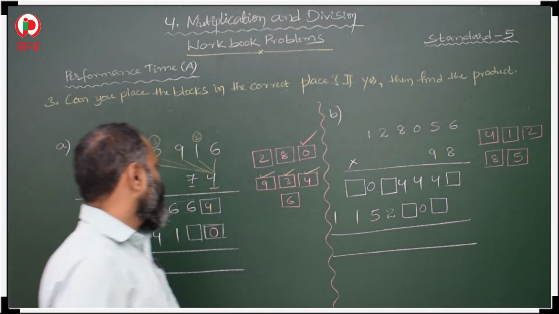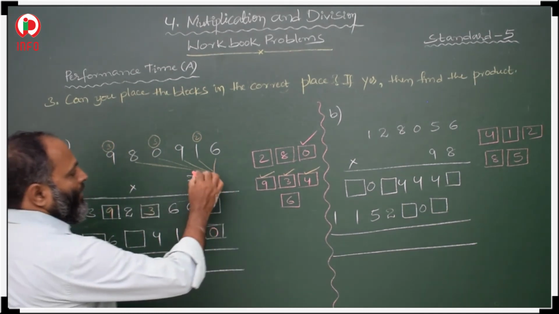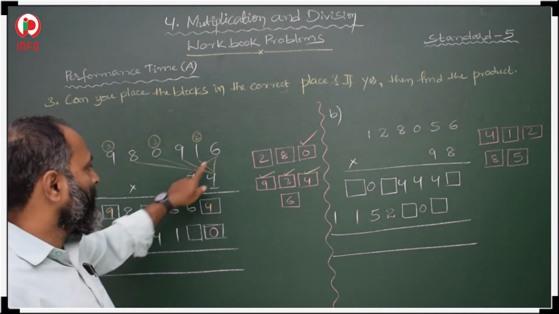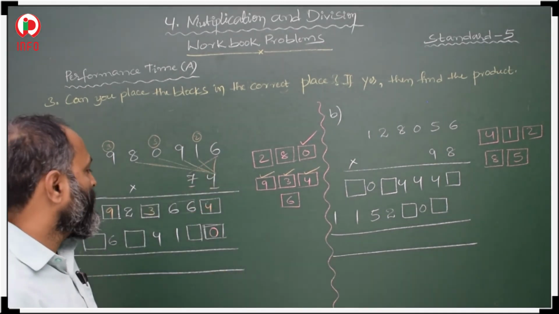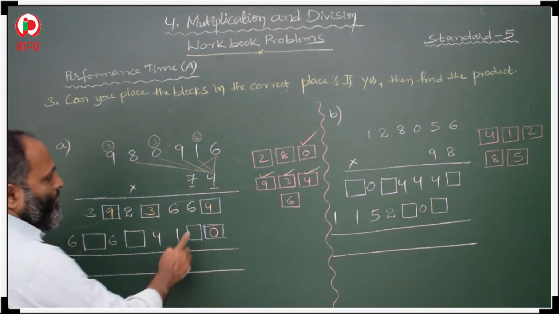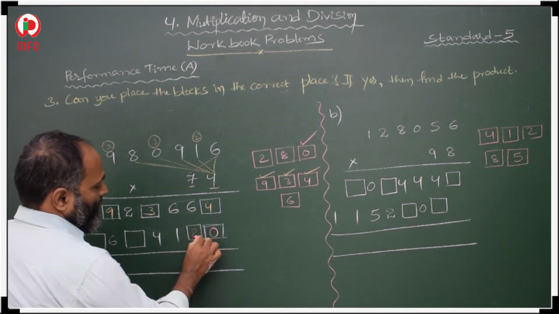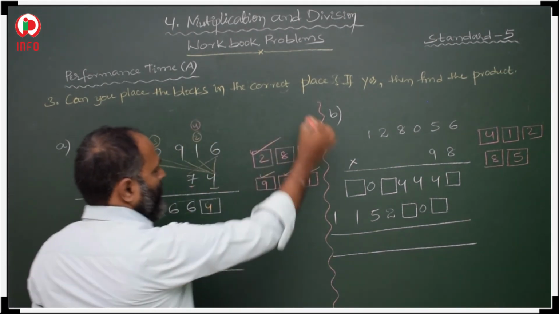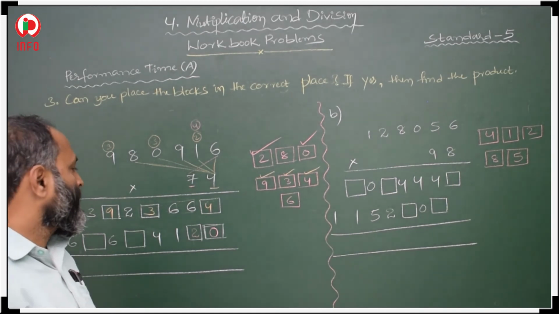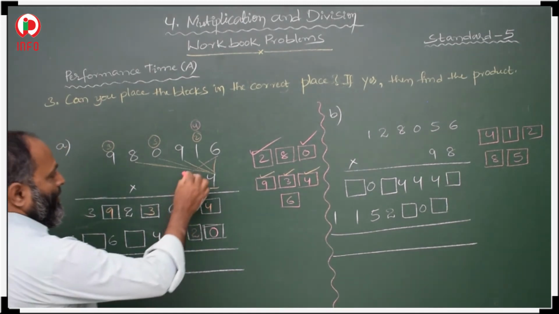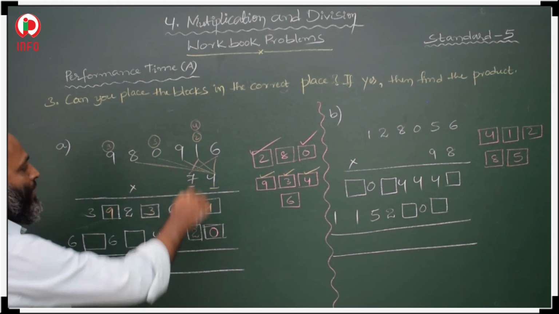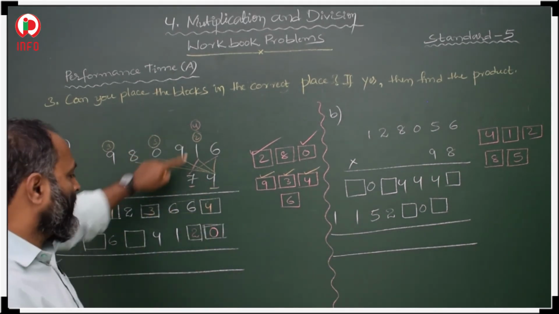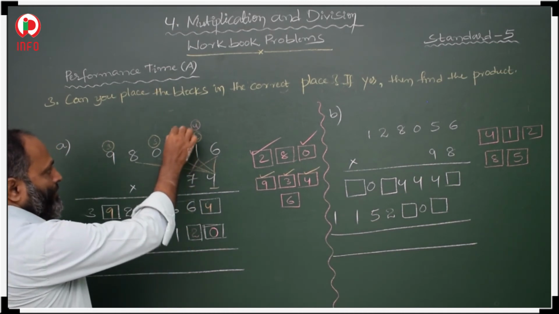Okay. Now here, 7 times 6 is 42. 2 means 2 here and 4 here. Where is the 2? This 2 is over. Then 7 with 1. 7 ones are 7. 7 plus 4, 11. 1 is here and 1 is here.